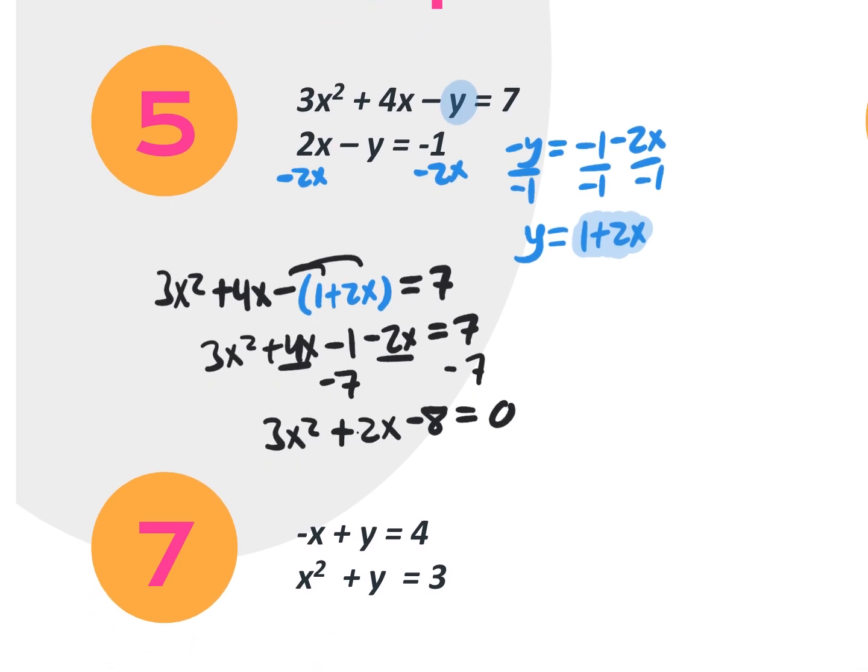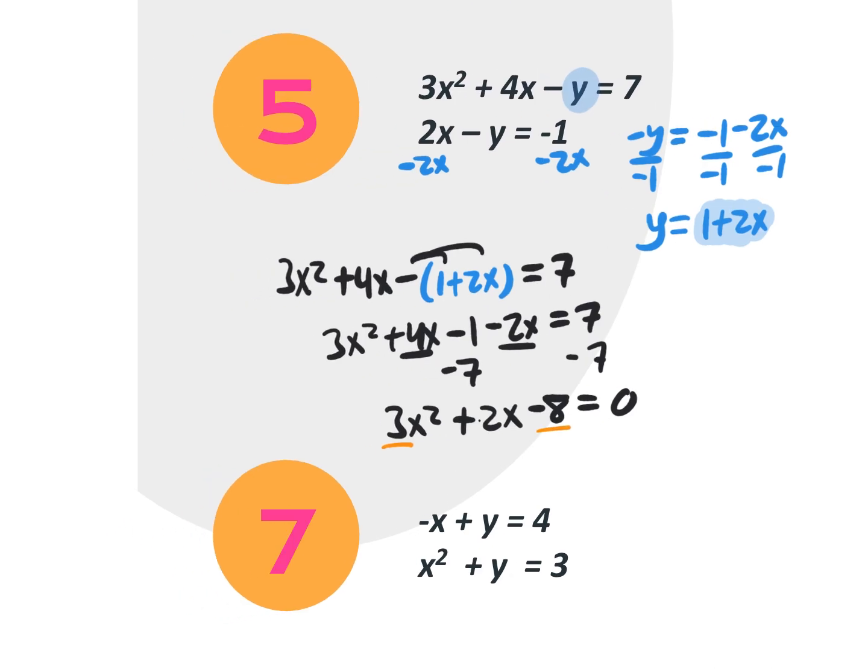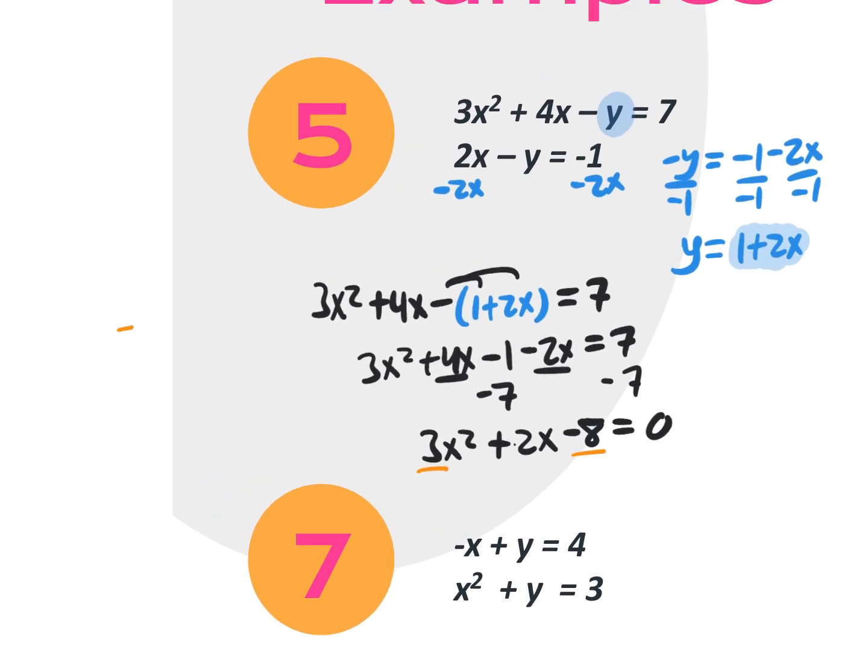And now we have a quadratic equation that we can factor. So let's try doing 3 times negative 8, which is negative 24. Let's see if when we find factors of this that add to 2, it helps us in this problem. In this case, we're going to do 6 and negative 4.